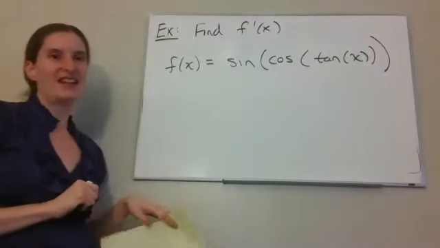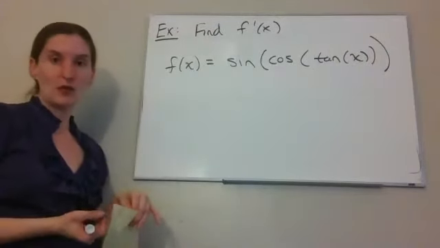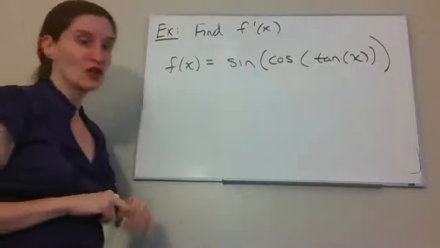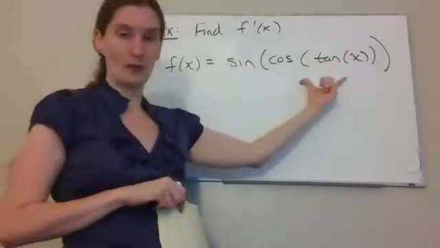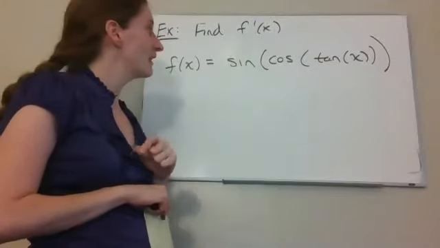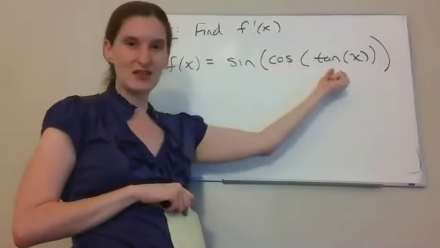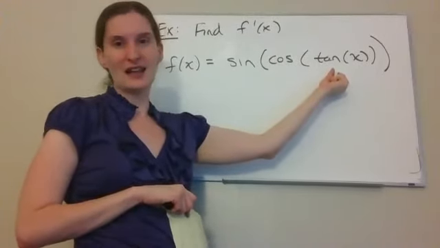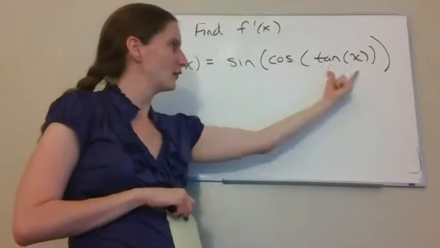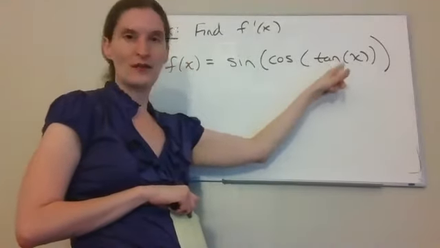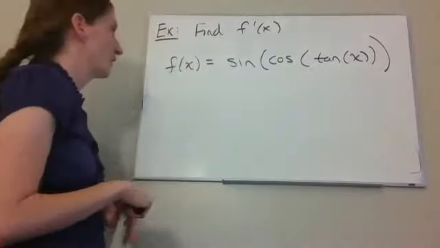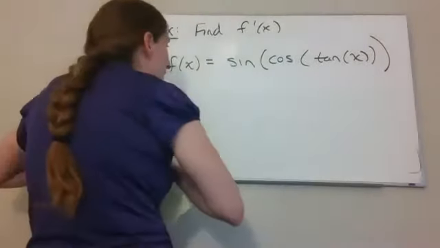So this one is a nested chain rule because right now my very outside function is sine of something. And then the inside function would be cosine of tangent, but I need a chain rule to do that derivative too. My second outside function is cosine of something, and the very inside is tangent of x. So this is just taking it step by step.